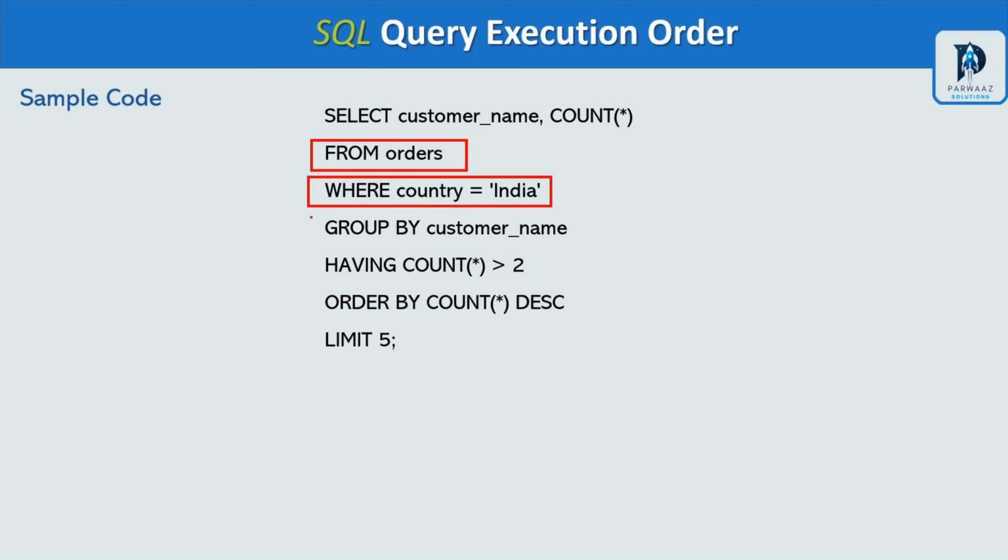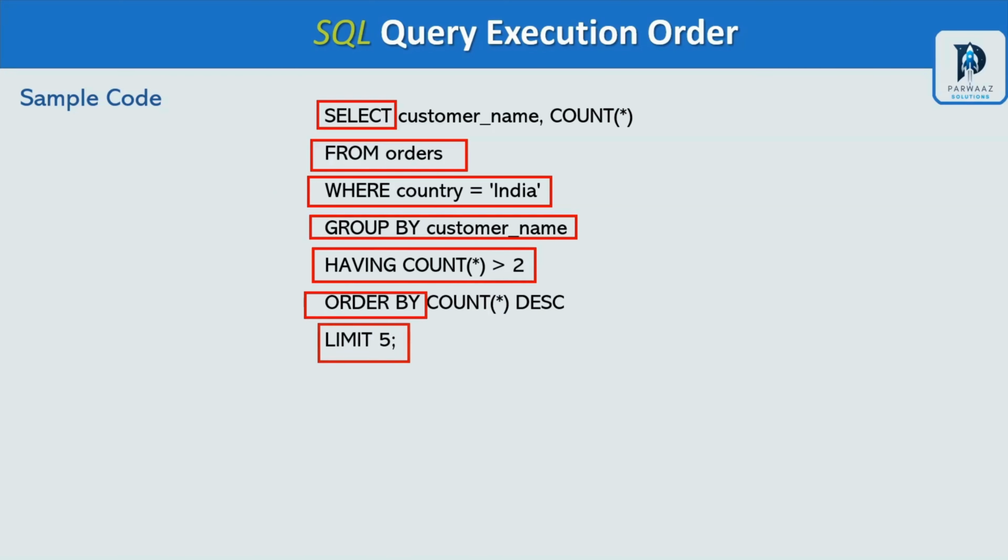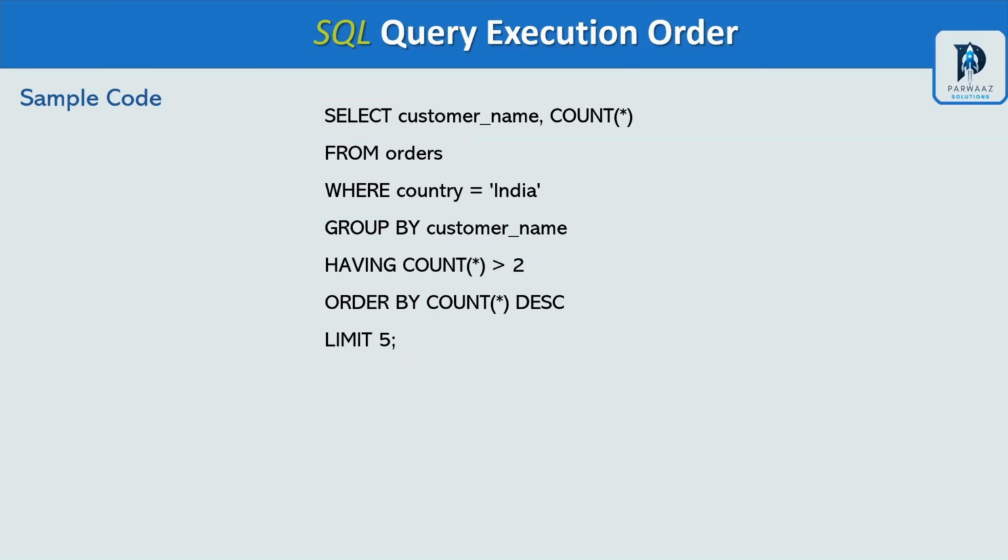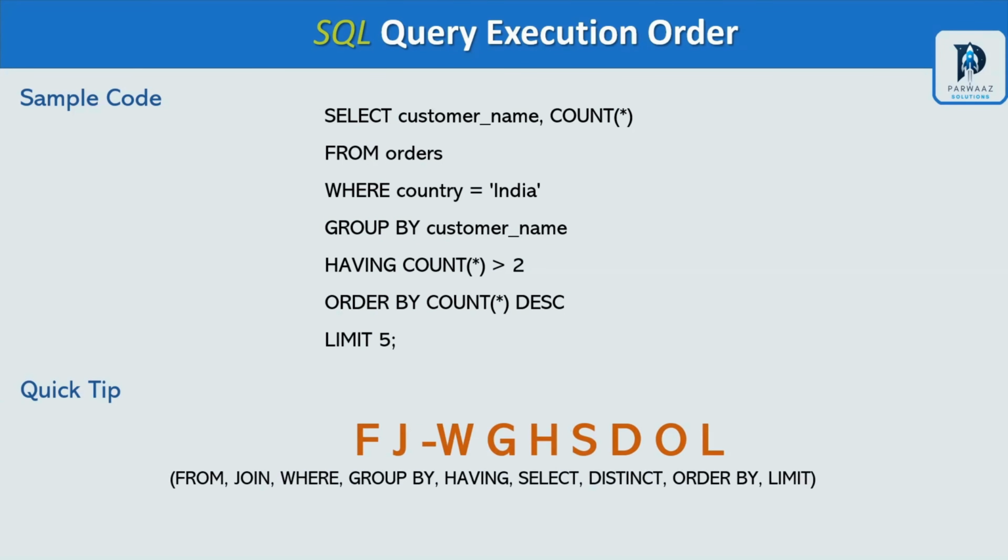Then the grouping will happen. After that, the having clause will be executed. After that, we will have the select statement. Even though we are writing the select statement at the beginning, it will be executed after the having clause. Then finally, we will have order by and limit or offset. And if we are using aliases like as, that will be executed at the end of all the commands, all the clauses.